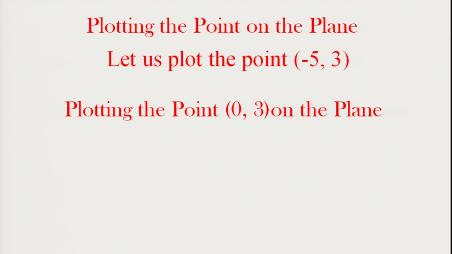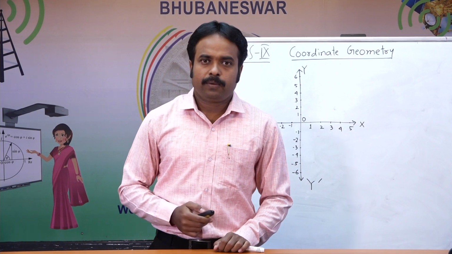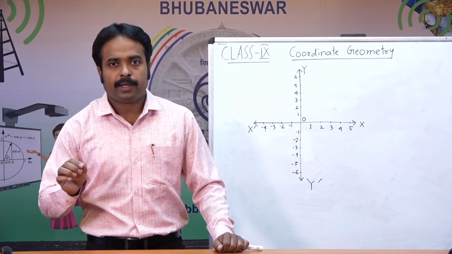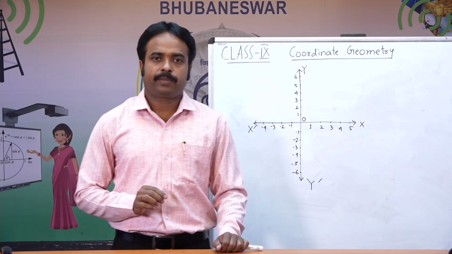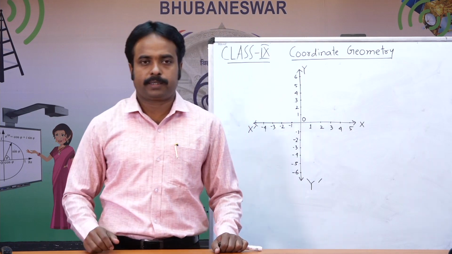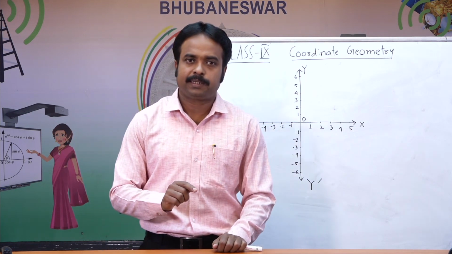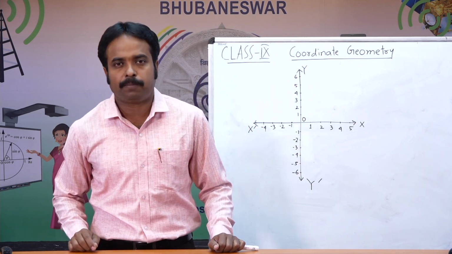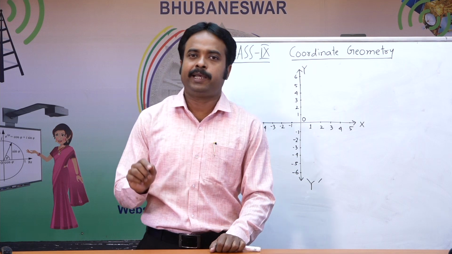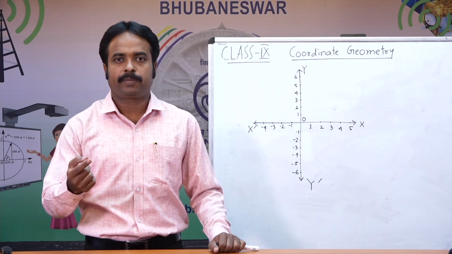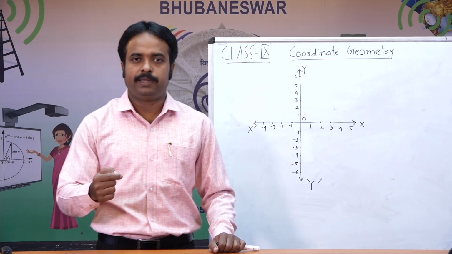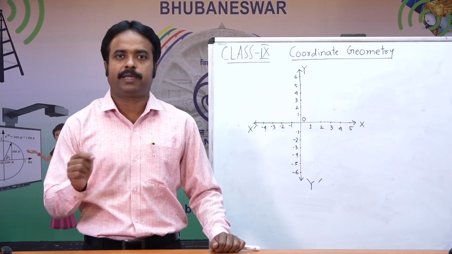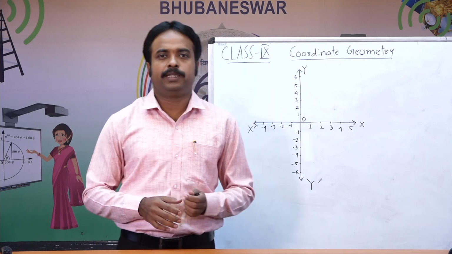So today we are going to discuss how, if the coordinates are given, we can plot that point. In the last class, we discussed that if a point is given on the Cartesian plane, how can we say the coordinates of that point? Now, reversely, we have to discuss that if the coordinates are given, how can we plot these points?